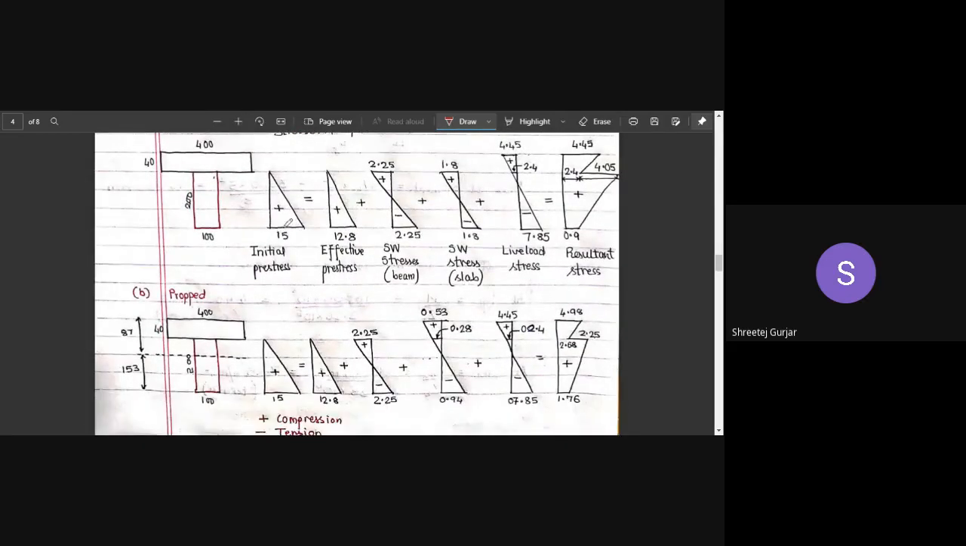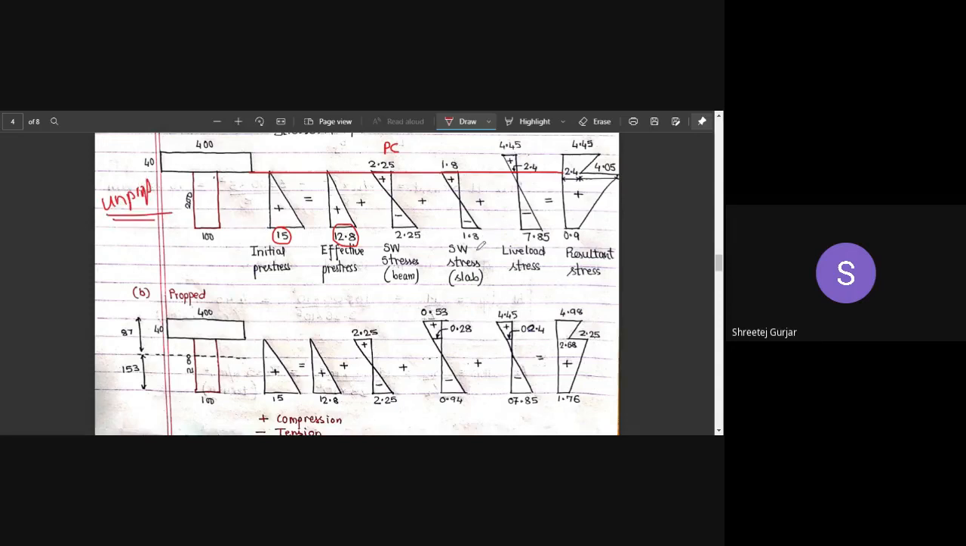You can see initial pre-stress 15, which we had calculated. Then we converted that to effective pre-stress, that is 85%. Then this is self-weight stresses in the beam, in the precast beam. You can see the stresses are only till the precast beam, till the level of precast beam. Then this is in unpropped condition.